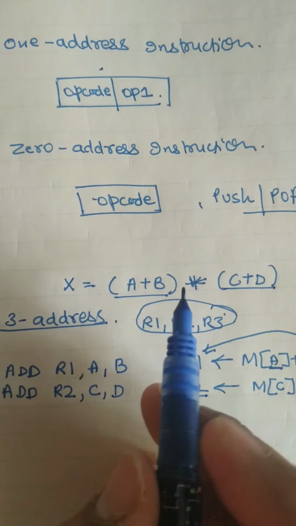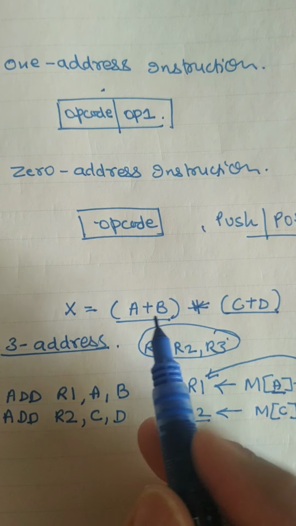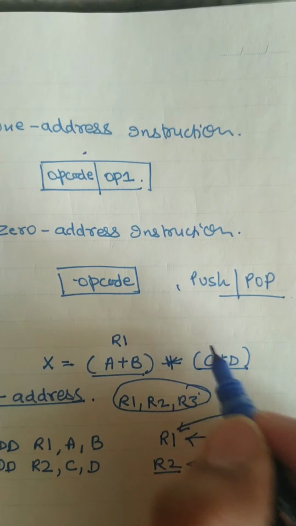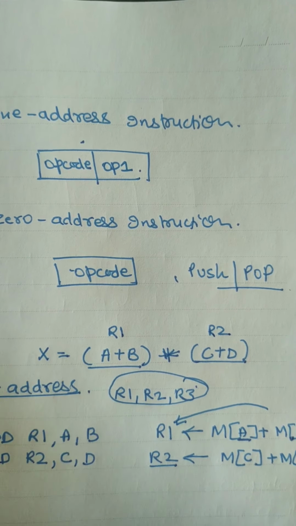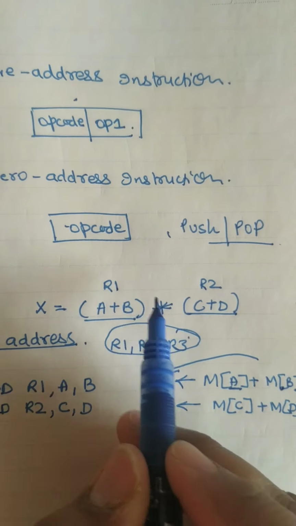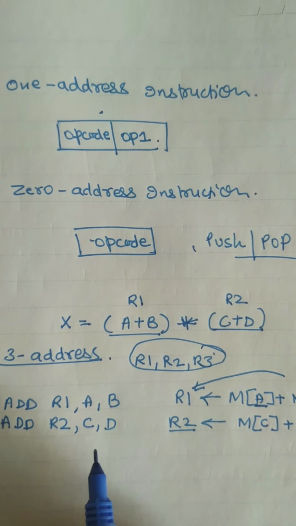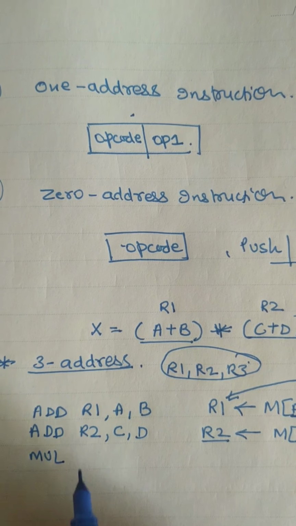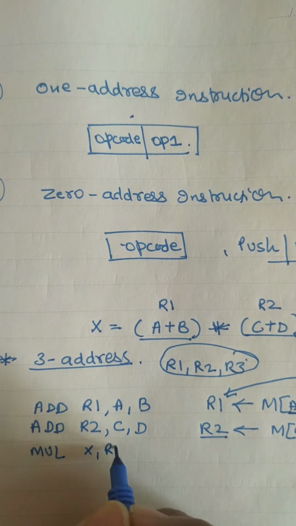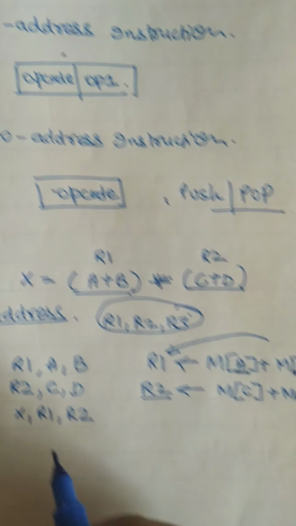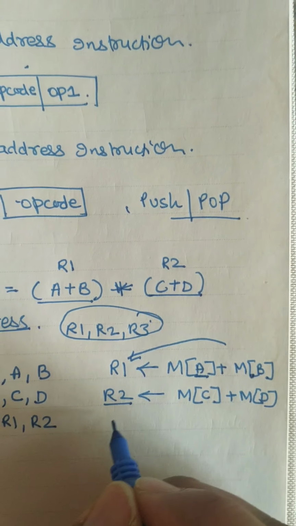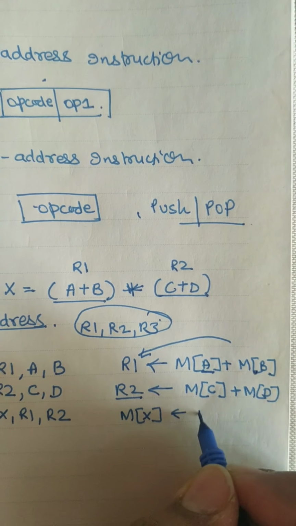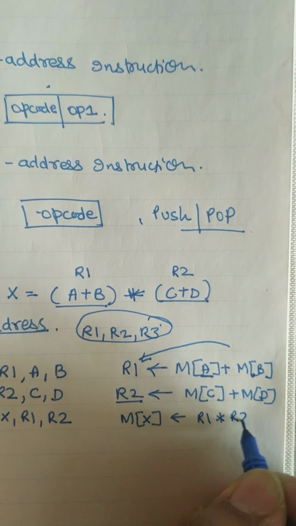Now what we have to do? We have to multiply. Now this result is in our register R1 and this result is in our register R2, and we need to multiply the contents of R1 and R2. So the instruction will be MUL X, R1, R2. It will be executed as memory of X equals content of R1 multiplied by R2.